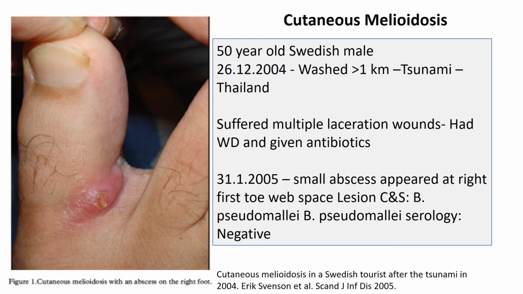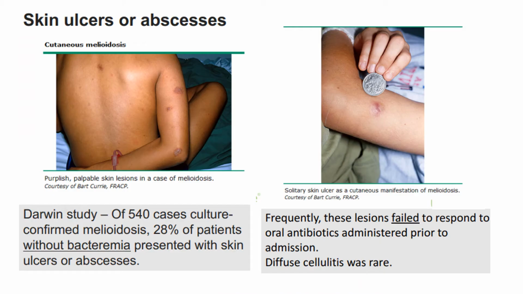He sought treatment, and the doctor did an incision and drainage and sent the pus for culture and sensitivity, and it grew Burkholderia pseudomallei. However, his serology that was taken at the same time came back negative. So he was treated with IV and then oral medication for Burkholderia pseudomallei, and he recovered well. Right? Now, just to share the other skin or cutaneous presentations of melioidosis.